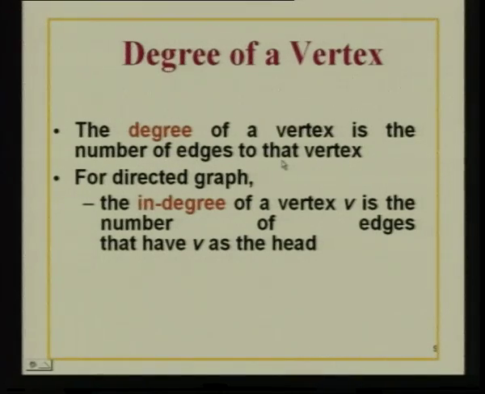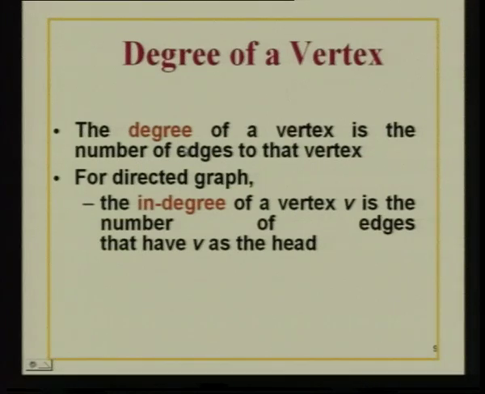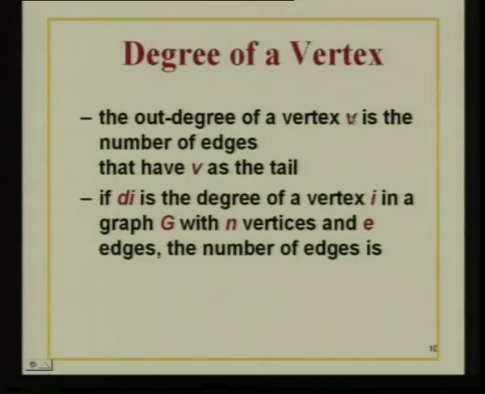Now, let us take the degree of a vertex. The degree of a vertex is the number of edges to that vertex, and for a directed graph, the in degree of a vertex is the number of edges that have V as the head. So, there is a difference in how you talk about degree in the case of an undirected graph and the case of a directed graph. So, here you have degree. Degree is the number of edges to that vertex, and in degree is the number of edges which have that vertex as the head, and out degree is the number of edges which go out from that node. The out degree of a vertex V is the number of edges that have V as its tail.